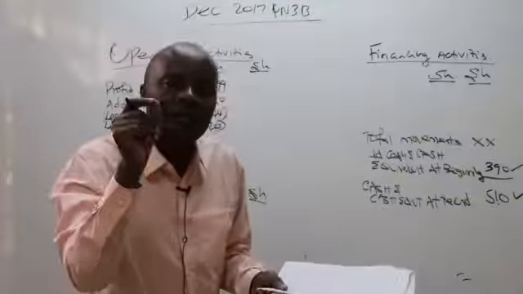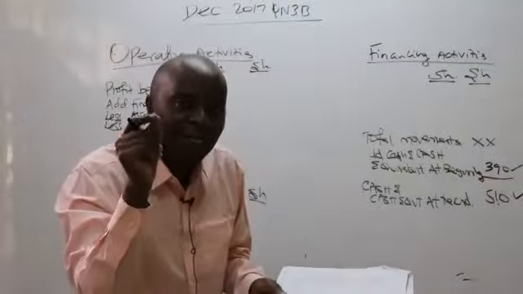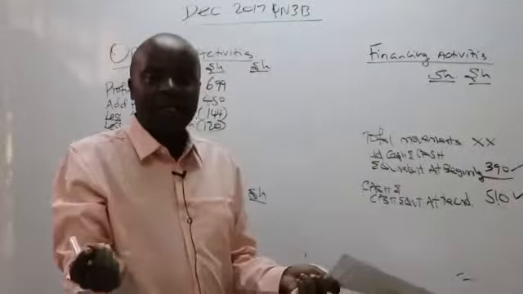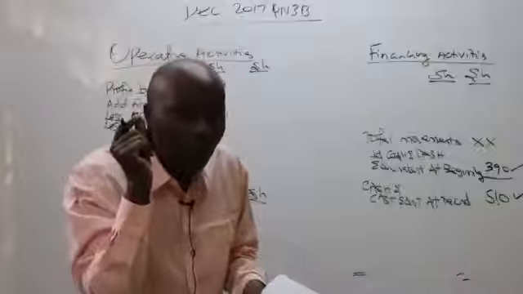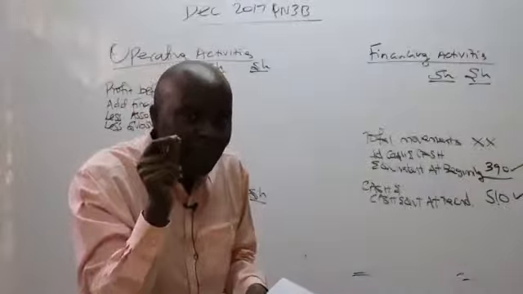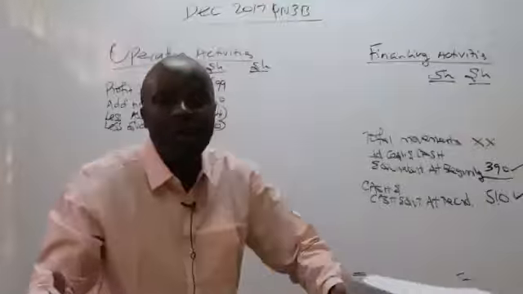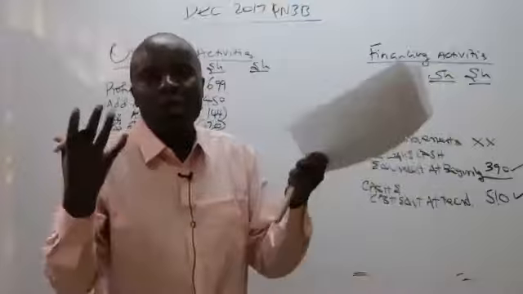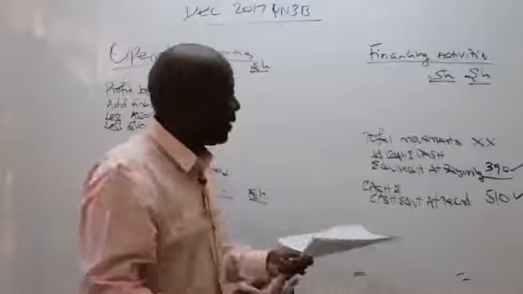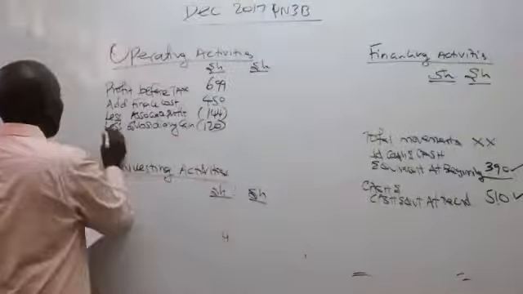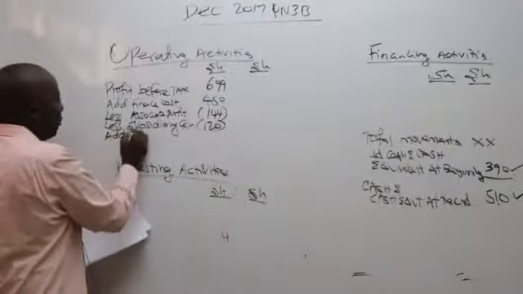Depreciation is an expense that these guys included wrongly in the cost of what here? Say sales, meaning that our profit was taken way down. So we need to make good. So how do we make good? We add back what here? Depreciation. Thank you very much. So add back depreciation.